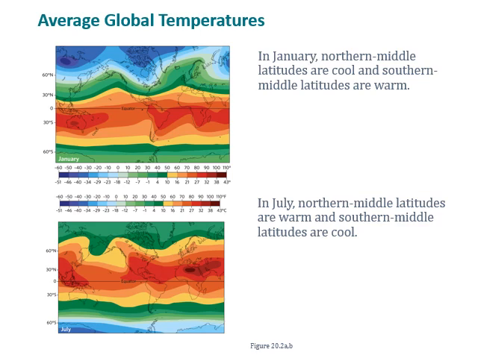When we think about climate, we can think of the entire Earth system. So these figures show average global temperatures in January and in July. In January, the northern and middle latitudes are cool and the southern and middle latitudes are warm, whereas in July, northern and middle latitudes are warm and southern and middle latitudes are cool, relatively speaking. This is a result of seasonality on Earth, which we'll discuss in the coming slides.